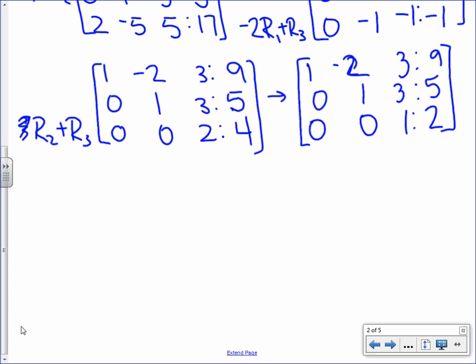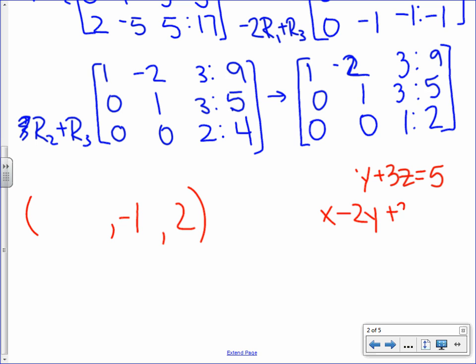what would we say? How would we find the x, y, and z once we get it to this point? Well, we know z equals 2, right? And we know y plus 3z equals 5. So y would be -1. And then we know x minus 2y plus 3z equals 9.